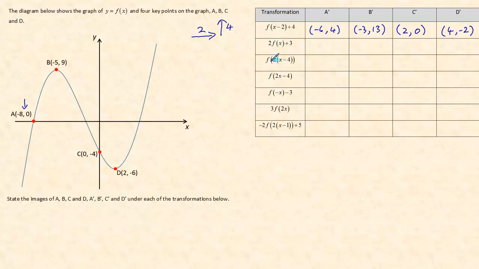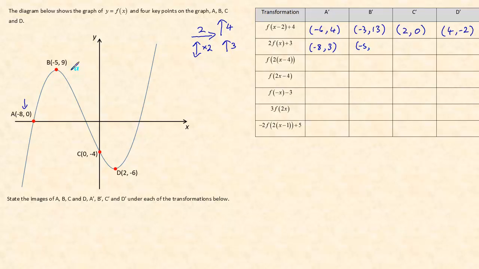So look at this one here. We have got a dilation, scale factor 2, and then 3 upwards. Now, both of these affect y-coordinates, so the x-coordinates will stay the same. So negative 8, then 0 multiplied by 2 is still 0, add 3 is 3.